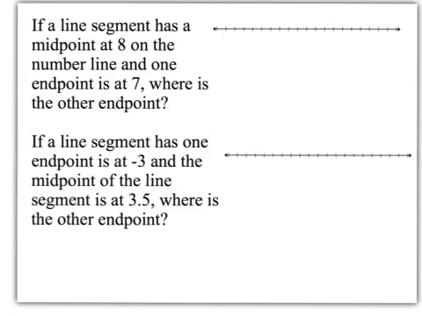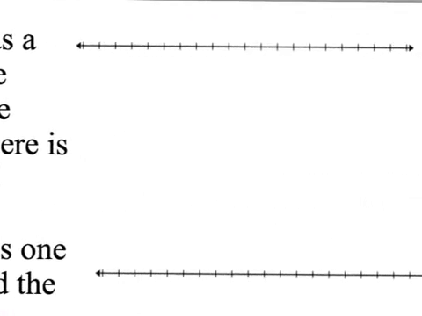If a line segment has a midpoint at 8 on the number line, and one endpoint is at 7, where is the other endpoint? So let's first take a look at our number line. 0, 2, 4, 6, 8, 10, -2, -4, -6, -8. Now you can see I'm skipping a dash in between. It still means that this line represents 3, 5, 7, and so on.